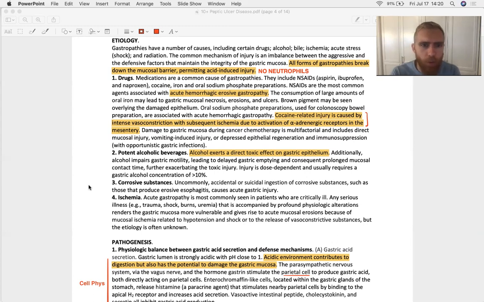Consumption of large amounts of oral iron might lead to gastric mucosal necrosis. Brown pigment might be seen over the damaged epithelium. We'll take some looks at the gross epithelium of the stomach. Oral sodium phosphate prep used for bowel prep for colonoscopies are associated with hemorrhagic gastropathy, so again, pharmaceutically induced. Cocaine-related injury. Remember we said that ischemia can cause a gastropathy.